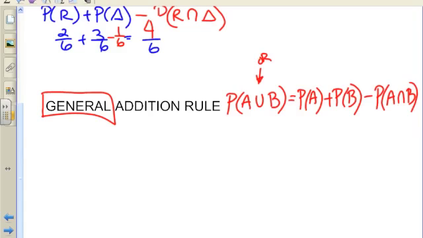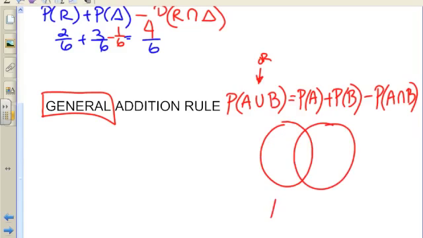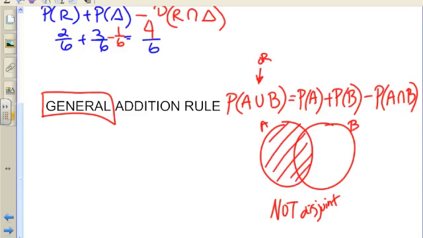Some students prefer to see this with our Venn diagram. Remember, this Venn diagram situation is not disjoint or not mutually exclusive. So if this circle represents my A's, this circle represents B's, I've got my probability of A's, and I add on my probability of B's. And what I'm doing is I'm subtracting this section. That's what's happening here. I'm subtracting it because it got counted twice. So that's what we're doing for the general multiplication rule. Excuse me, general addition rule.